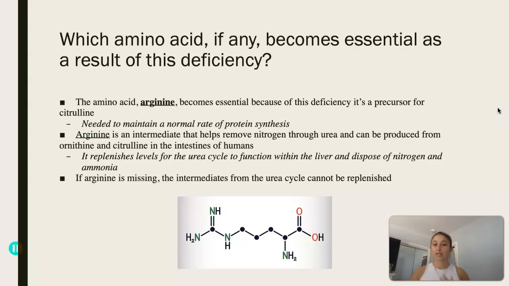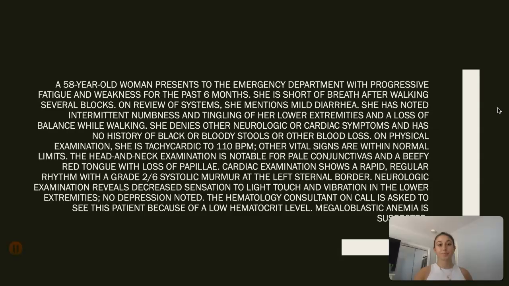It is an intermediate that helps remove nitrogen through urea and can be produced from ornithine and citrulline in the intestines of all humans. It replenishes levels for the urea cycle so that it can function properly within the liver and dispose of nitrogen and ammonia effectively. And if arginine is missing, the intermediates from the urea cycle cannot be replenished, such as citrulline, and can ultimately lead to severe hyperammonemia.